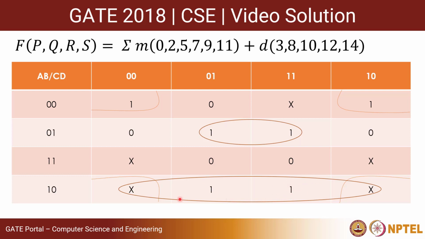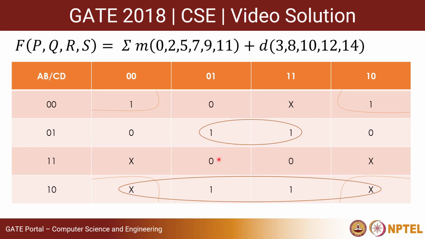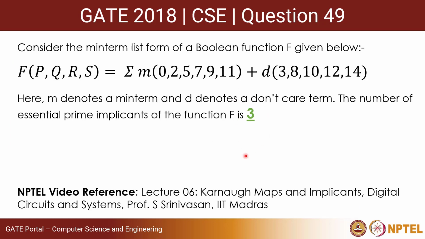variables. So the number of essential prime implicants is 3: 1, this quad; 2, this one; and 3, these corners. We don't have to map the don't care term, because as we call them don't care, we don't care about these terms, they just help us to minimize the Boolean expression. So the essential prime implicants of this function is 3.